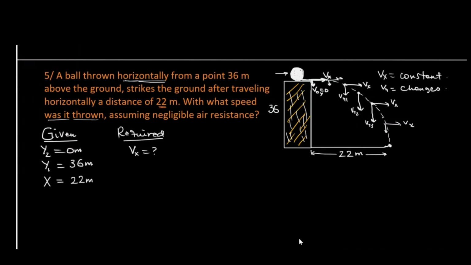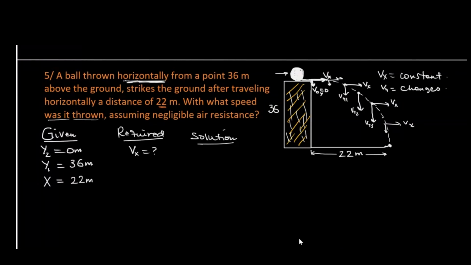Vx is the question mark. Remember, it was thrown horizontally, so that means we are looking for that. All right, now the solution. How can I solve this one? Well, I have the horizontal displacement of 22 meters because it reached 22, and then Vx.